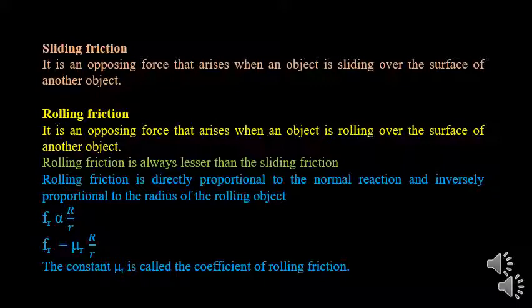Rolling friction is directly proportional to the normal reaction and inversely proportional to the radius of the rolling object. So, rolling friction Fr is proportional to normal reaction R divided by radius of the object r, or Fr equals mu r into R divided by r. Here, mu r is a proportionality constant. It is known as the coefficient of rolling friction.